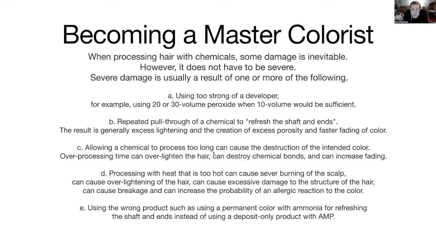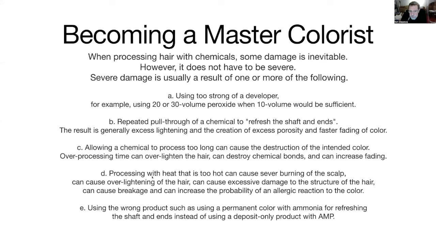But what I didn't put here is that not only do higher volumes of developer destroy the internal chemical bonds of the hair, they also eat away at the cuticle layer on the outside of the hair. The higher the volume of peroxide, the more it eats away at the cuticle layer, and the cuticle layer becomes more damaged and less shiny. And once again, you increase the fading factor.